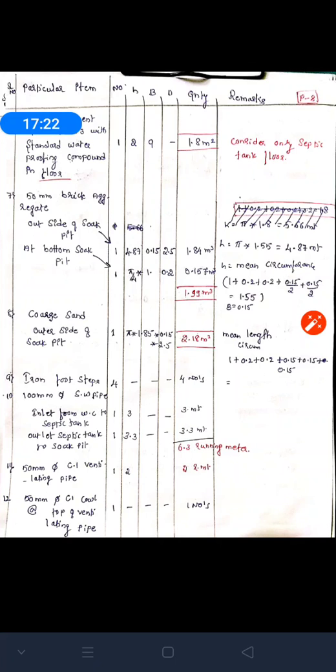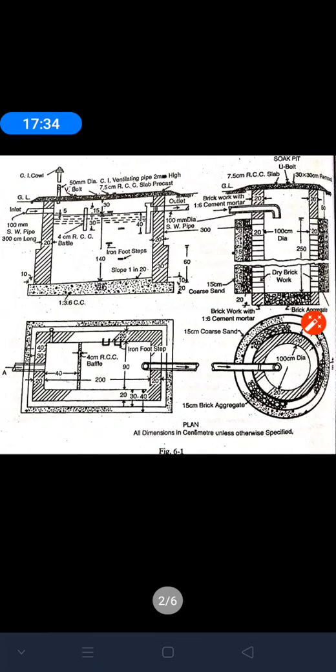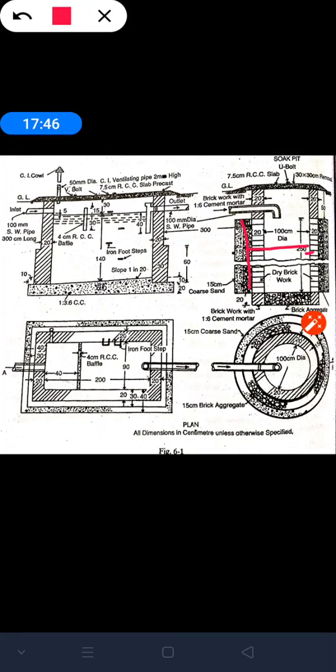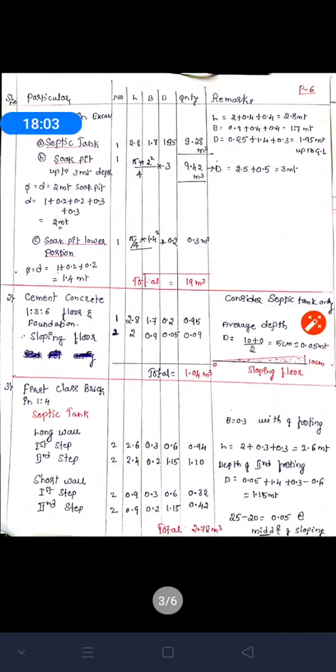Next, 50 mm brick aggregate for the soak pit, that is outside of the soak pit. Again here also we should calculate the circumference length. 50 mm aggregates means he has mentioned the aggregates here. The brick aggregates means this portion, here this is the brick aggregates, on both sides. Then the circumference length from ear to ear, so the length will be calculated up to there. So 1 plus 0.2 plus 0.2, that is 1.4, plus 0.15 by 2 plus 0.15 by 2. Then the length equals 1.15.